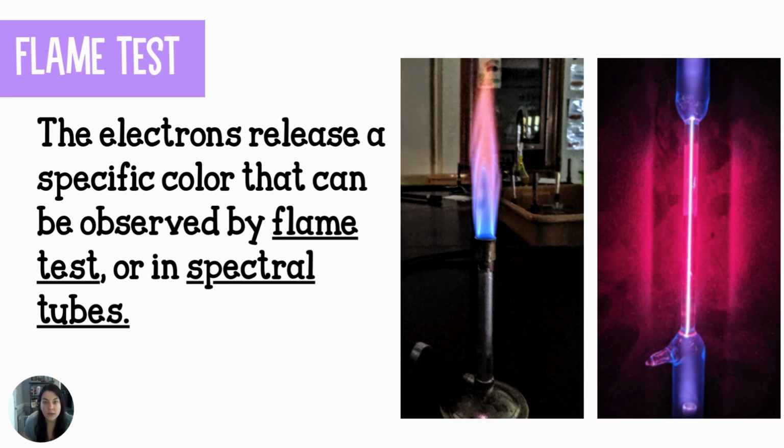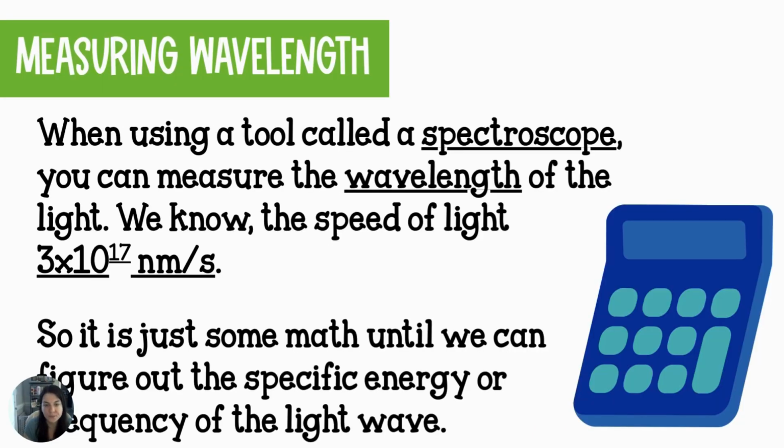But this is what it looks like when our electrons are jumping around. They're absorbing heat, they're putting out visible light, they're absorbing electricity or putting out visible light. And it's a beautiful thing. This is how fireworks are made too.